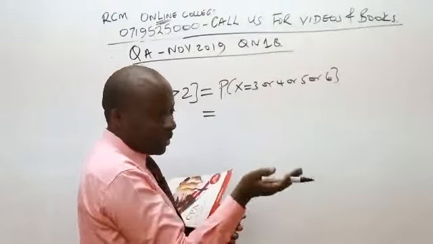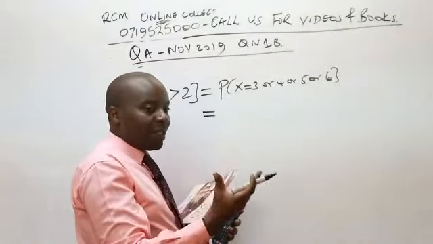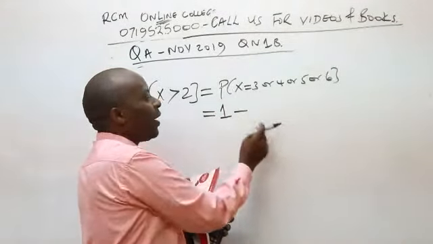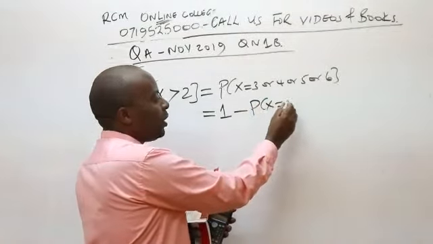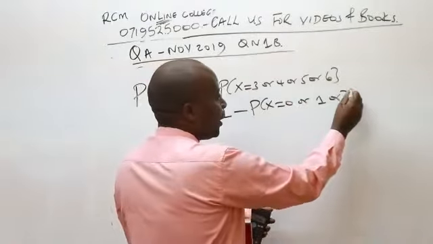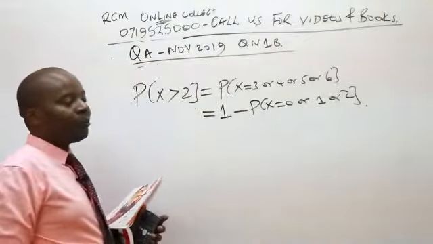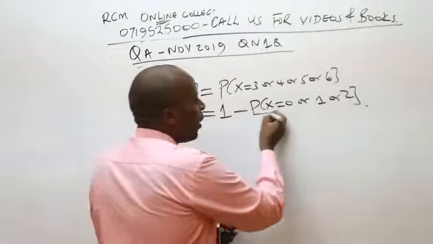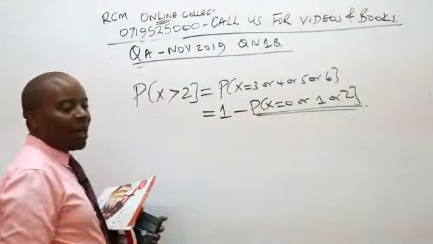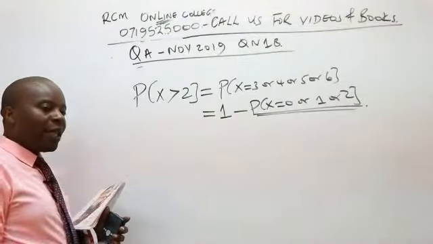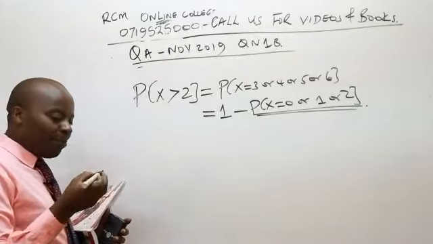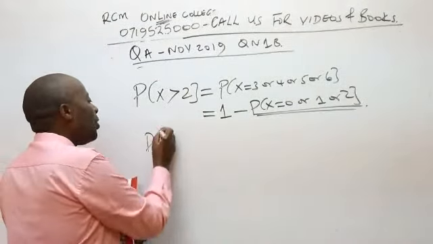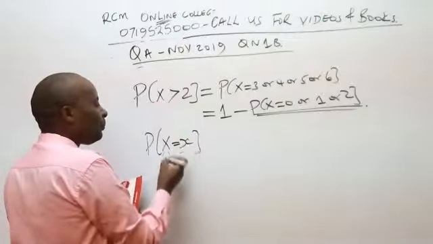This could be too many at times. It's important for you to understand that complementary means to complete. So it will be 1 minus the missing events, which basically will be probability of x being equal to 0 or 1 or 2. Great, I like this. So this time around, they want us to evaluate these using a Poisson distribution.